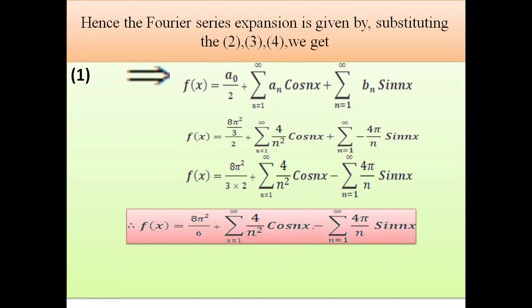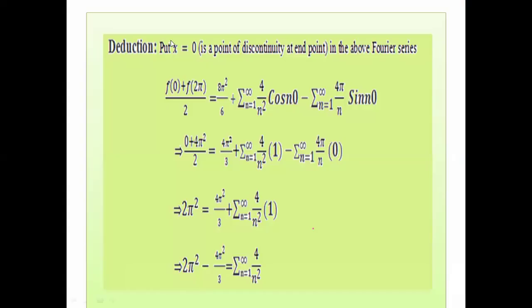But in the given problem, with the help of this Fourier series, you can find the deduction part also. For the deduction part, first put x is equal to 0, which is a point of discontinuity at the end point in the above Fourier series. Now take this formula: f of 0 plus f of 2 pi divided by 2, which is equal to the Fourier series of the final one. Now f of x value will become x square.